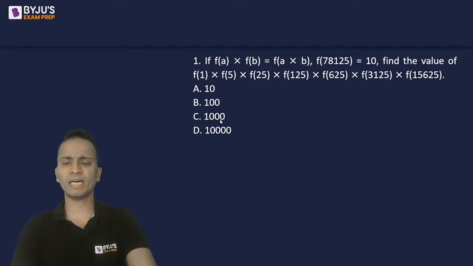I'll give you 1.5 minutes for this, which I believe is sufficient to solve this question. All right. Please post your answer in terms of option A, B, C, or D. Ankit has already given the answer. So Ankit, according to you, the answer is option D, that is 10,000. All right, Ankit. Very good.